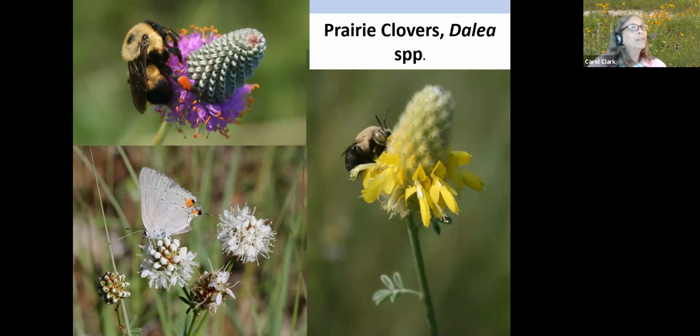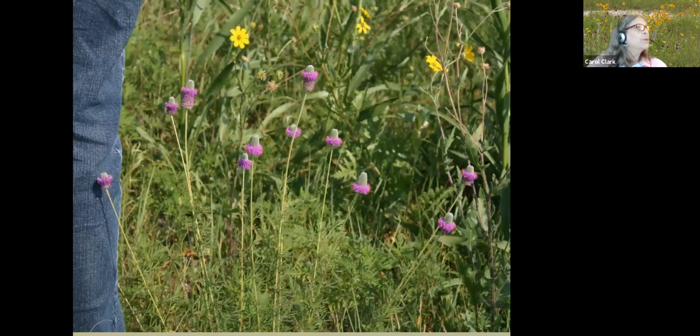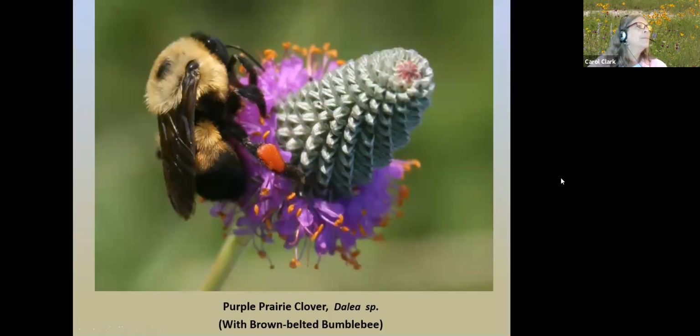That bumblebee on the upper left, you can see her leg is packed with orange pollen, and you can pretty well guess she has gathered that orange pollen from the anthers of this purple dahlia that she's using. There it is with its lacy little leaves and just a human for some scale. This one is about thigh high out in a very good prairie remnant in Farmersville. Here's a close-up of that intricate flower head, many, many little flowers packed in there.